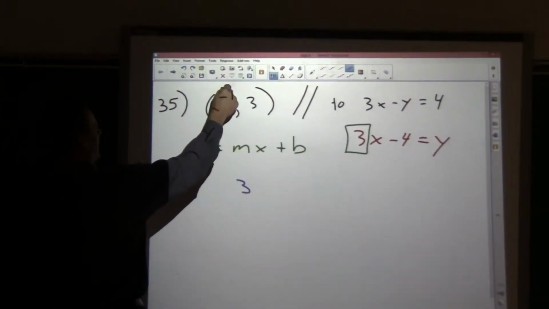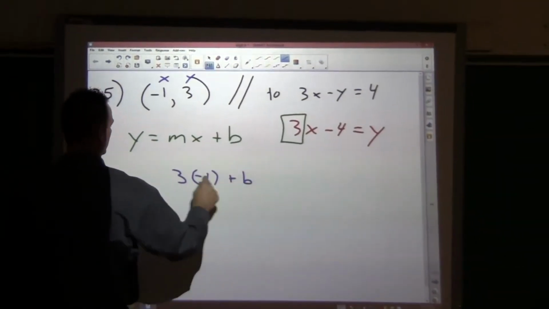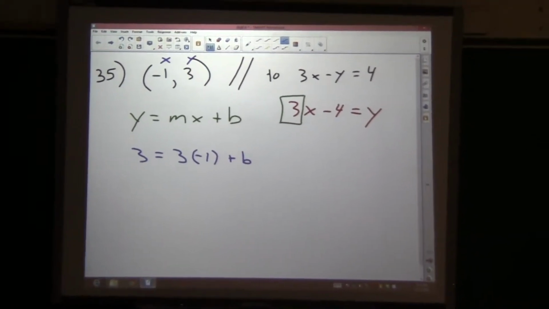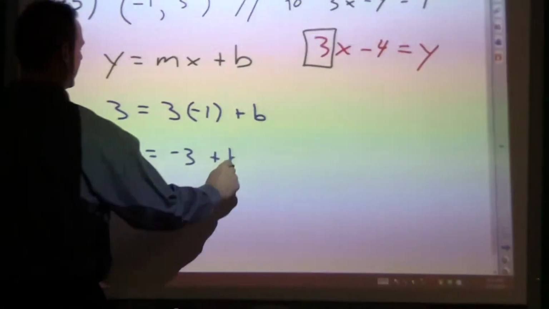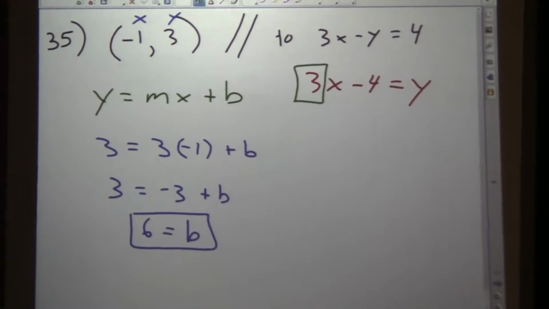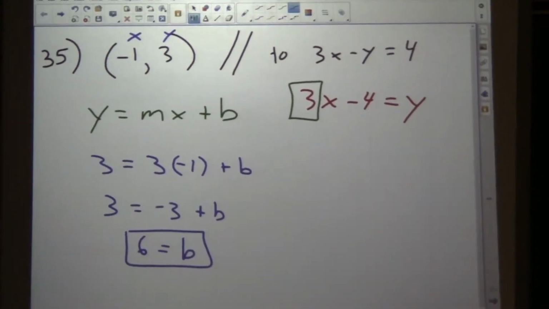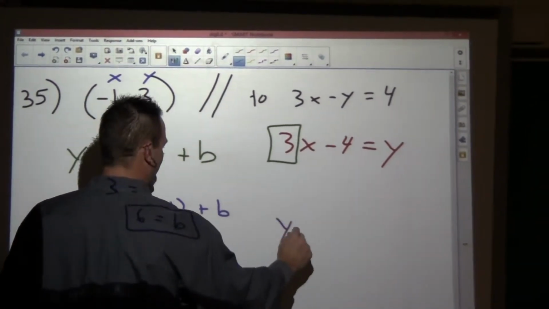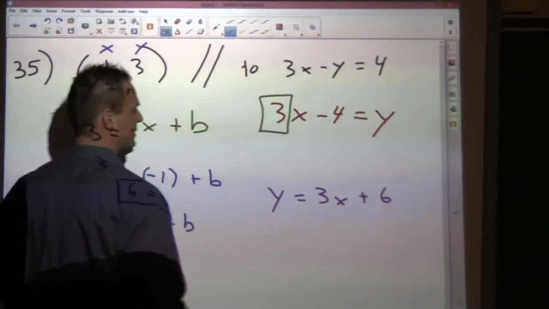I'm going to substitute the x and the y coordinate and solve for b. All right? If we do that, 3 = -3 + b, b = 6. Now I have the slope and the y-intercept of this line. All right? Rewrite the equation: y = 3x + 6.